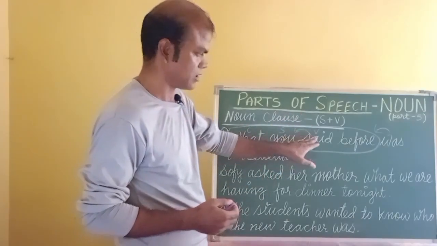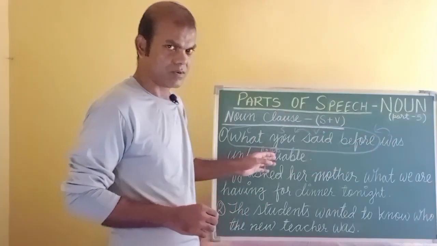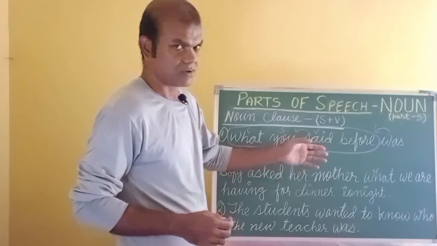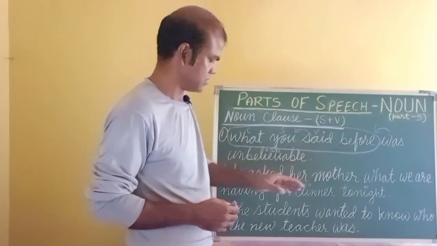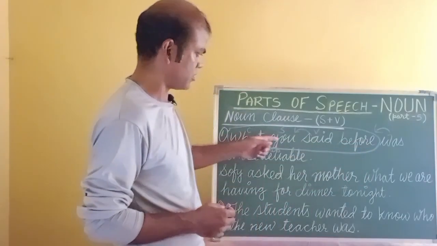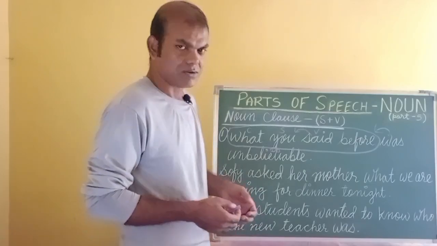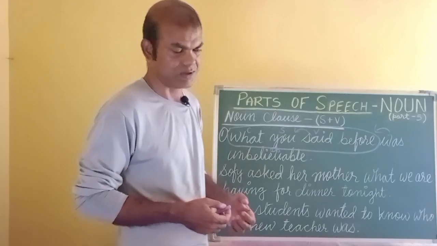We got the subject and verb in the clause, and we got the subject and verb of the sentence. This is the object, unbelievable. Now the sentence is completed. What you said before was unbelievable. What was unbelievable? What you said before. So this is the way to use the noun clause as a subject in a sentence.